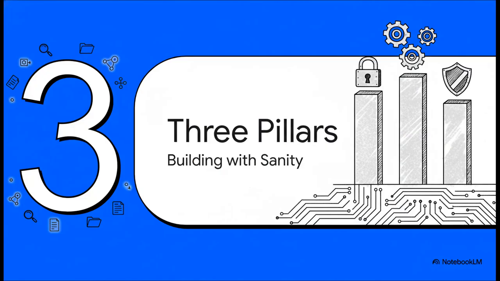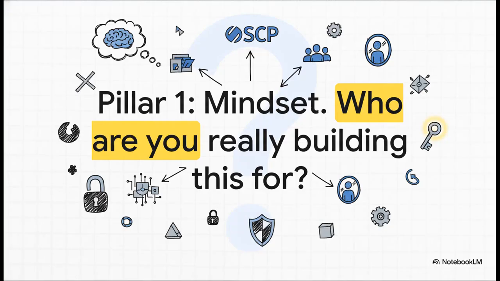Okay, so this all sounds amazing in theory, but how do you actually do it? Well, the source breaks it down into this really practical framework it calls the 3 pillars of lab sanity. Let's dig into them. Pillar number 1 is all about mindset, and it starts with this super important question. Why? Why are you even building this thing in the first place?